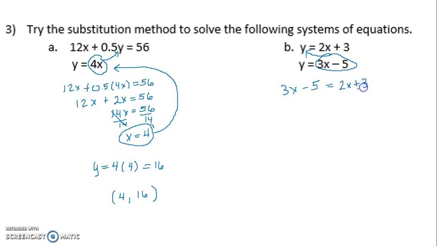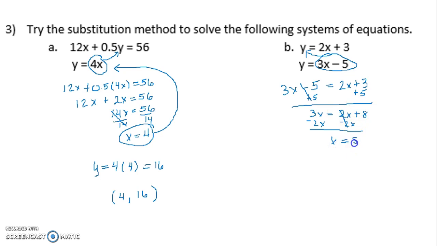And now I just have some algebra to do. So I'm going to add 5 to both sides. These guys cancel, so I have 3x is equal to 2x plus 8. And I'll subtract 2x from both sides. So these guys cancel, and I have x equals 8.